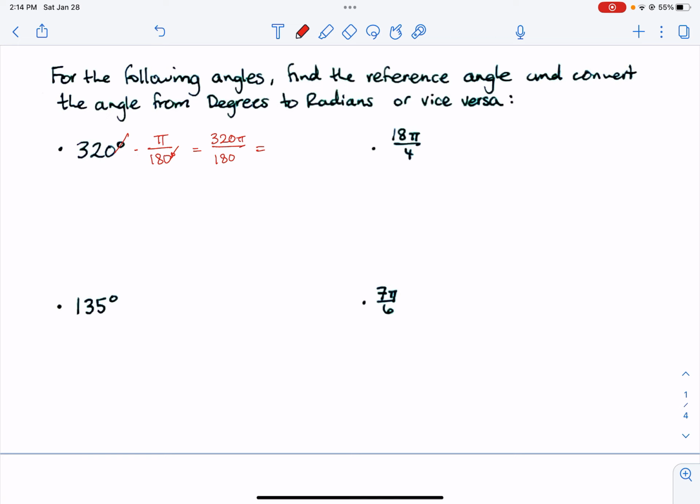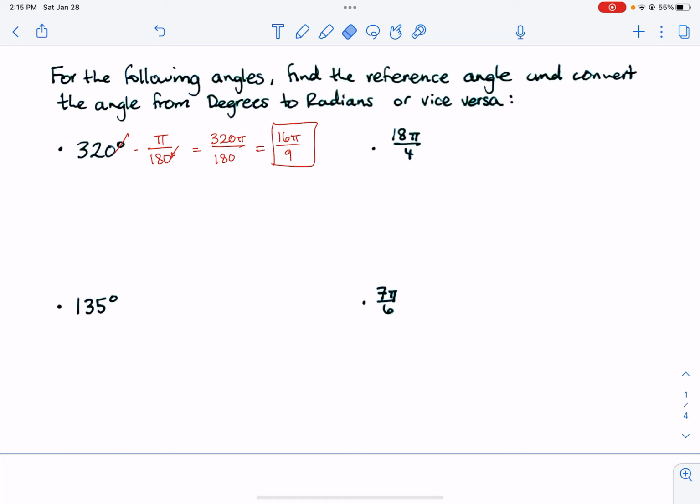So 320 over 180. Let's divide that by, let's see, maybe 20, right? So that's going to be 16 on top. On the bottom, that's going to be 9, right? So I think that should be fully simplified, right? So this is the angle in radians.